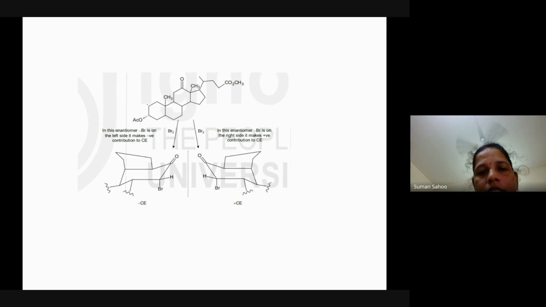Suppose in this compound, the bromine is in this position. It can be on the left-hand side, or it can be on the right-hand side. This one gave a negative Cotton effect. So the configuration of your stereoisomer is that the bromine is on this side, to the left of your carbonyl group.